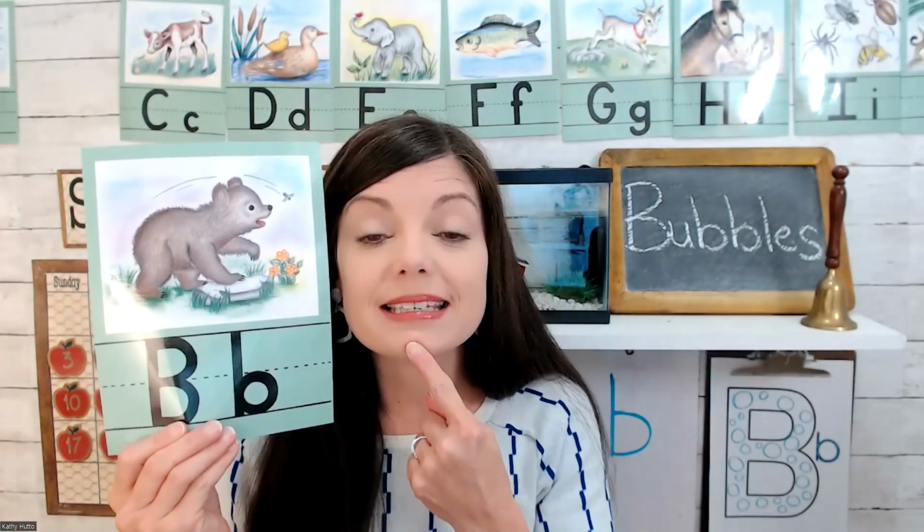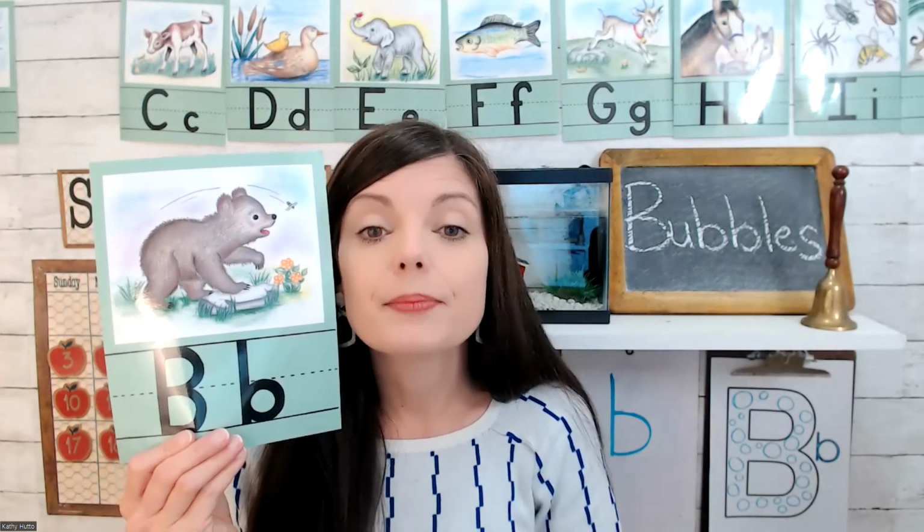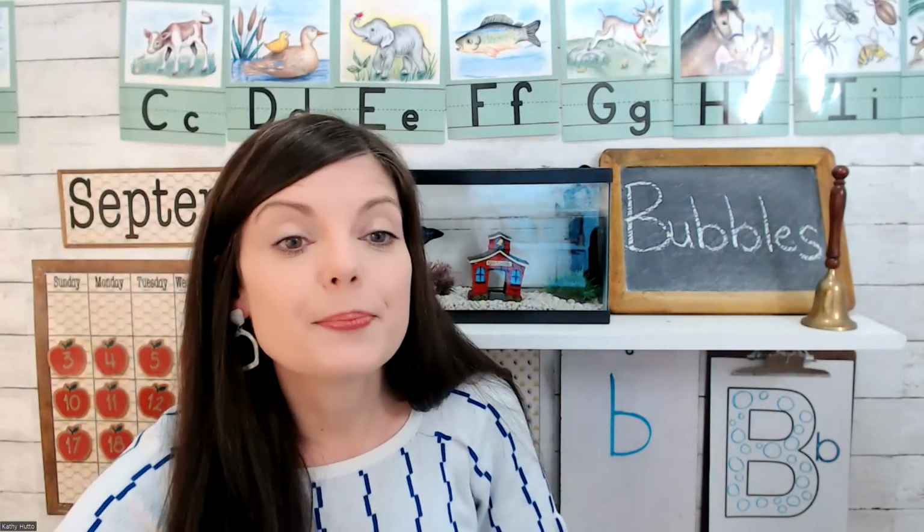Letter B makes this sound. B, b, b. Can you make that sound too? B, b, b, b, b. Let's pretend we're popping bubbles. B, b, b, b, b, b. Letter B says b, b, b.